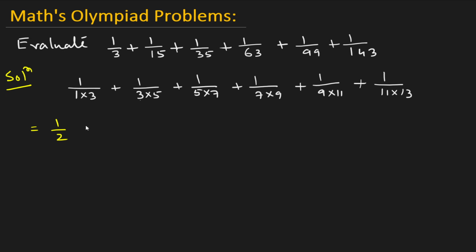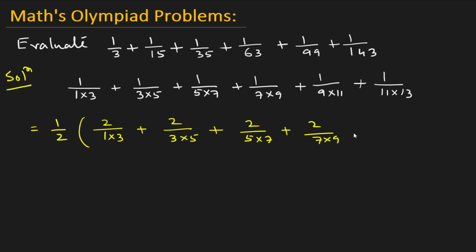So to get 2, we have to multiply by 1/2, and then you have to write 2 in each numerator. So it will be 1 into 3, then 2 by 3 into 5, so dividing and multiplying by 2. Then 2 divided by 5 into 7. Then 2 divided by 7 into 9. 2 divided by 9 into 11, and then 2 divided by 11 into 13. Okay, so half. Now what will be the next step?